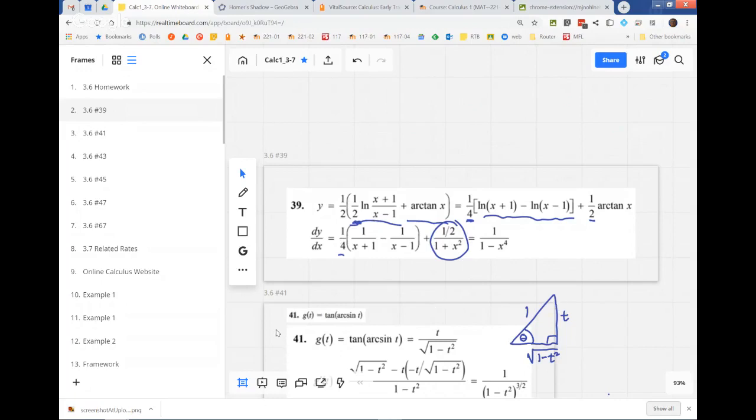Another one on 3.6? You know, what we have today is the beginning of lesson 3.7. This is a 2-day lesson coming up.